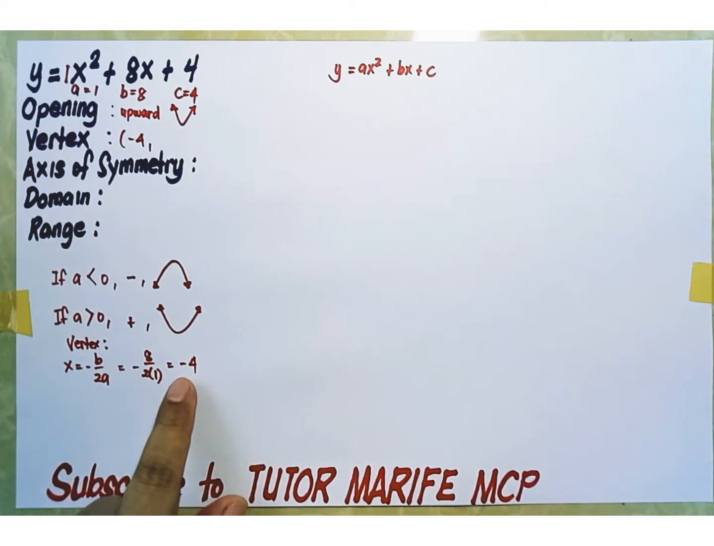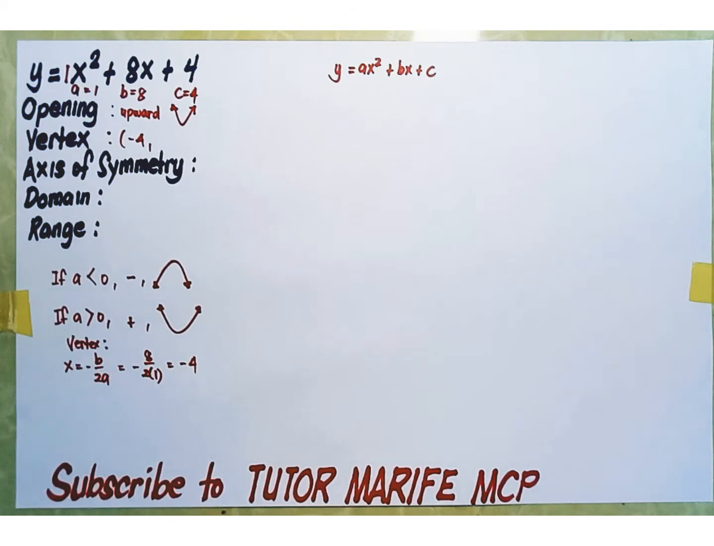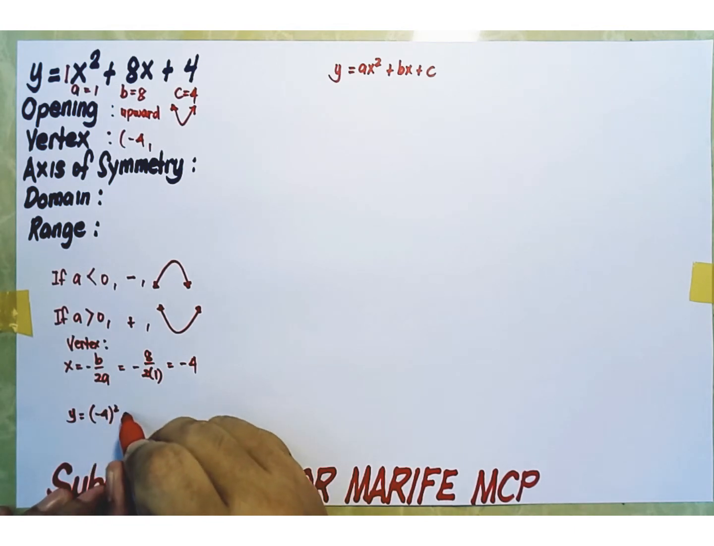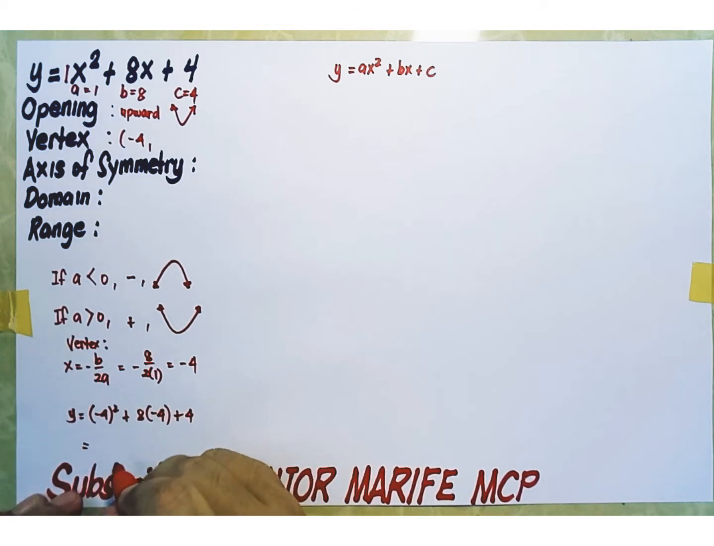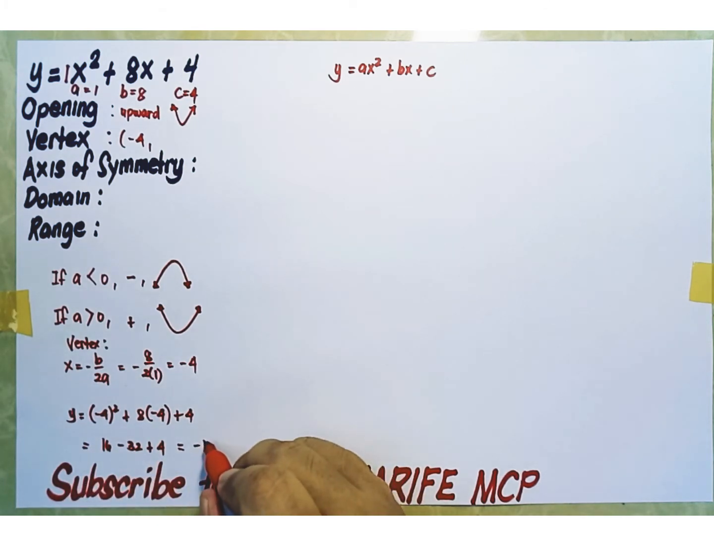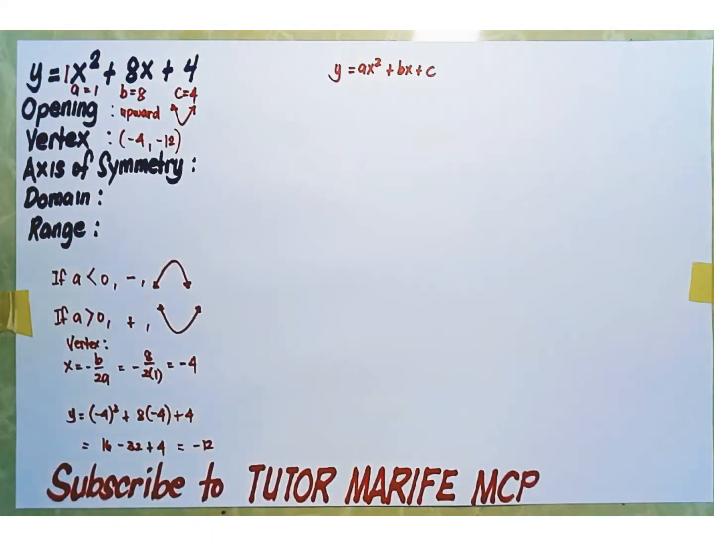To solve for the corresponding y-coordinate of negative 4, you simply substitute x equals negative 4 into the given equation, then solve for y. Y equals negative 4 squared plus 8 times negative 4 plus 4. It's equal to 16 minus 32 plus 4. Let's simplify this. 16 minus 32 is negative 16, plus 4, it's negative 12. The y-coordinate of the vertex is negative 12. The vertex is at negative 4, negative 12.